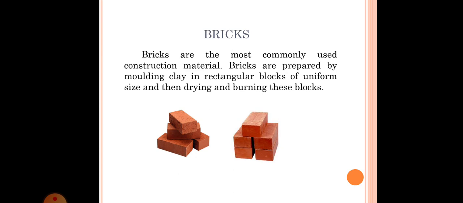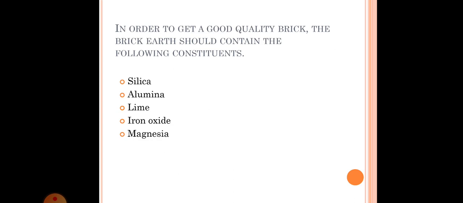Now what are the constituents of good brick earth? When you say brick earth, it means the soil or the clay that is being used for manufacturing the brick. In order to get a very good quality brick, the brick earth that is used should contain the following constituents: silica, alumina, lime, iron oxide and magnesia.